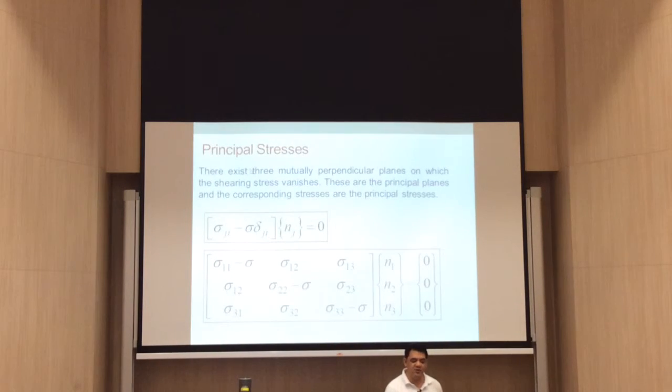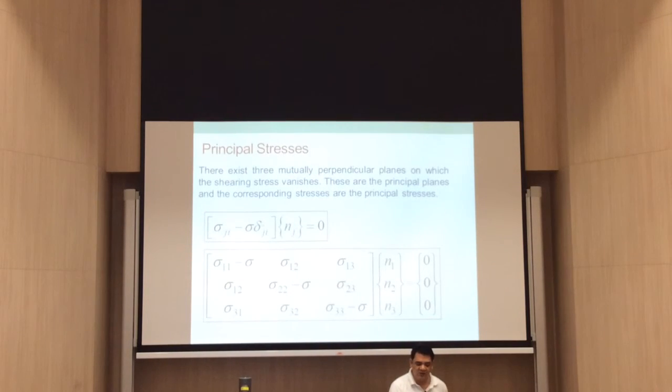So that's the definition. There exist three mutually perpendicular planes on which the shearing stresses vanish, so all normal stresses. These are the principal planes, and the corresponding stresses are the principal stresses. As you can see, this is that equation. We'll explain it later. This is that, and this will be your normals.